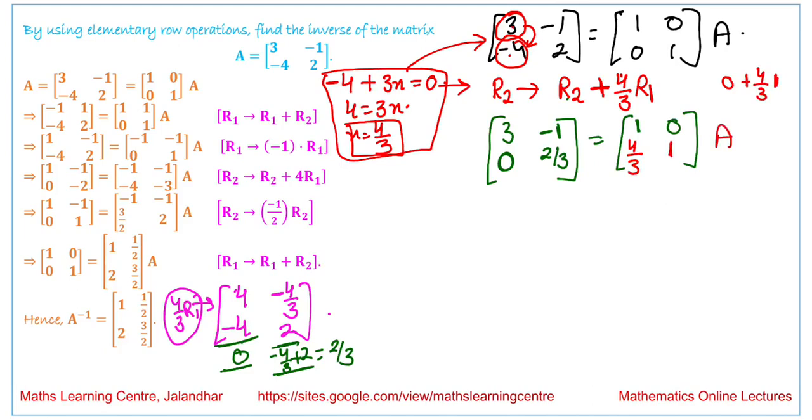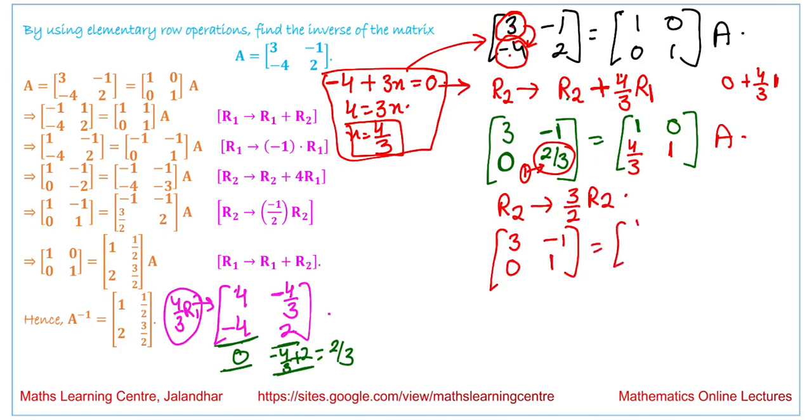So the answer we have over here is 4 by 3 and the next term we have is 1 into A. Now this term is 2 by 3. To make this term 1, we are writing row 2 approaches 3 by 2 times row 2. So we will obtain 3, minus 1, 0, 1, equal to 1 0. Then this term will become, we are multiplying it with 3 by 2.